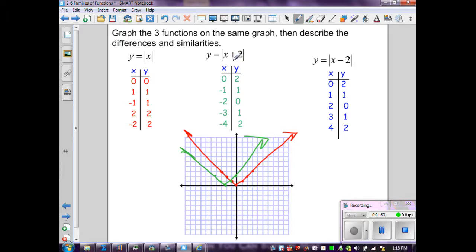Well, I'm going to assume, and I will check it out, that if this plus 2 moves my function to the left, then when I have a minus sign inside the absolute value, it will move my function to the right. Let's verify that by graphing this table of values. So here I have 0, 2, 1, 1, 2, 0, 3, 1, and 4, 2.